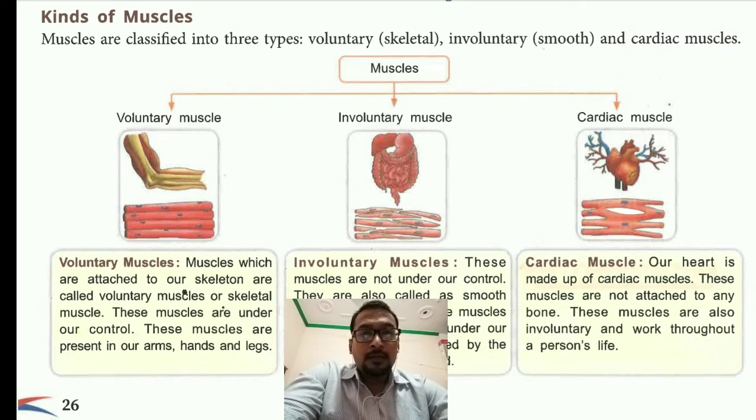Okay. Number one is voluntary muscles. The muscles which are attached to our skeleton are called voluntary muscles or skeletal muscles. These muscles are under our control. These muscles are present in our arms, hands and legs. So voluntary muscles are helping us to do our daily work.